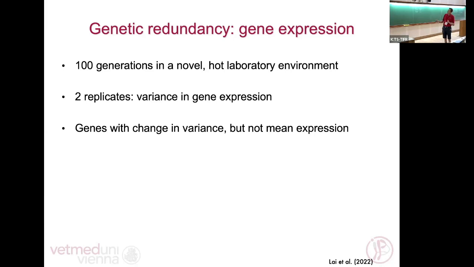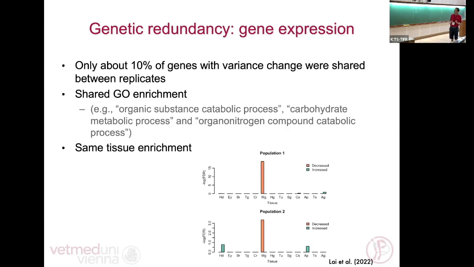Here we use 2 replicates and we studied the variance in gene expression that has been very nicely introduced by Luisa. So what we find, we look at genes that change in variance but not in mean expression. Of these genes that change the variance, only 10% of the genes that evolve variance are being shared between the 2 replicates.